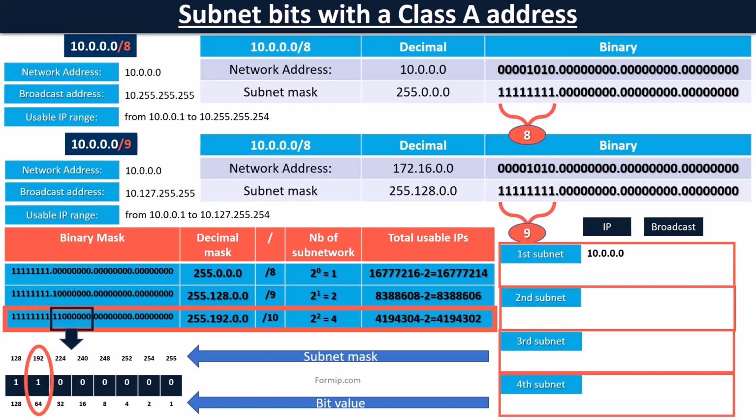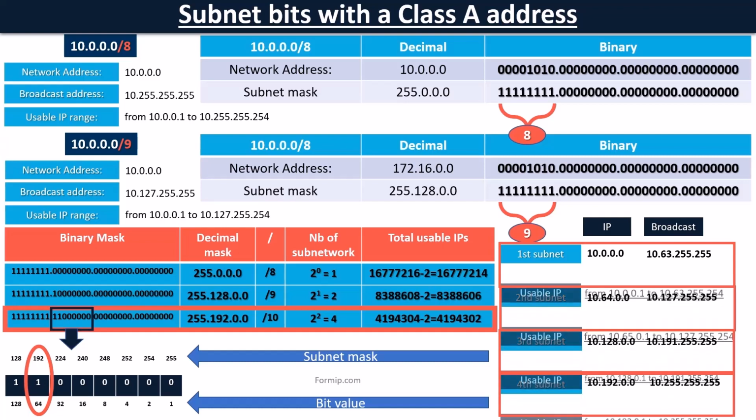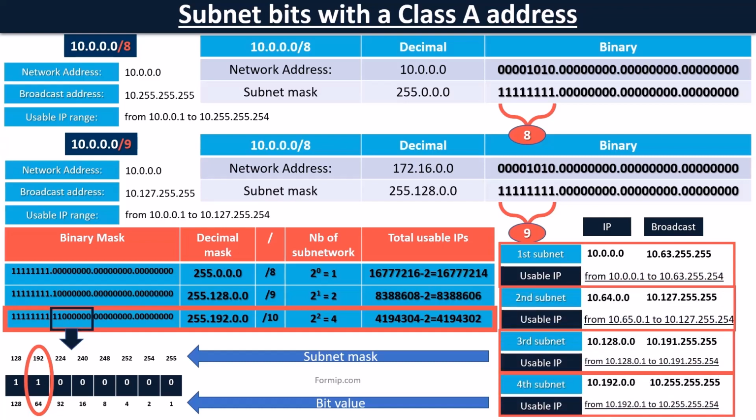So the next subnet address will be 10.64.0.0, then 10.128.0.0, and the last one will be 10.192.0.0. Now that we have our network addresses, we can deduce simply the broadcast addresses. This is the IP address that precedes the next network. And finally, we can note the IP address ranges usable for a host for each of the subnets. Do not hesitate to train yourself to fully understand the role that the subnet mask plays.